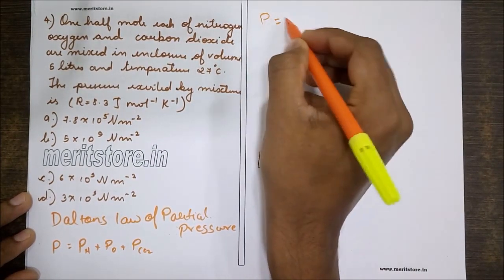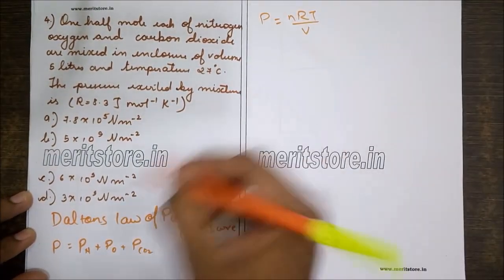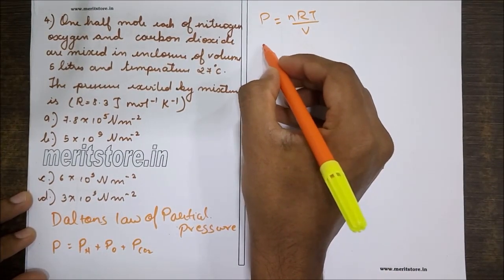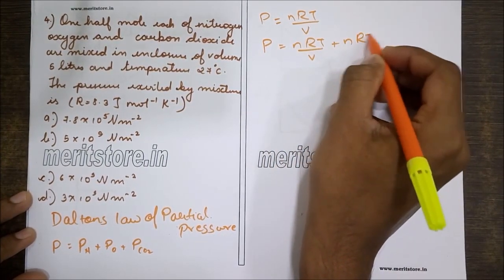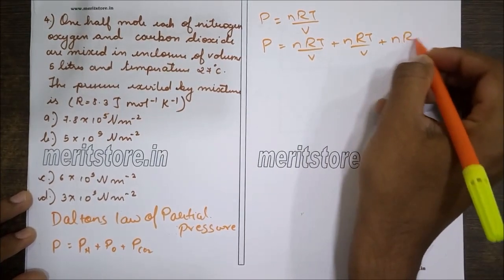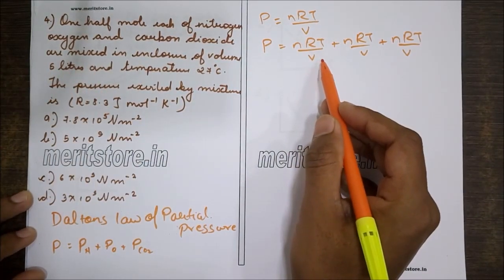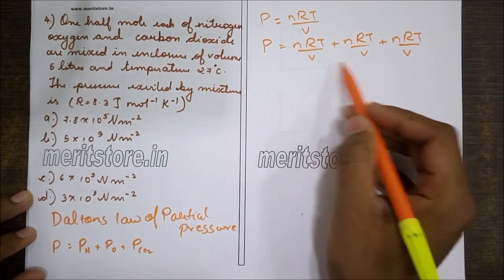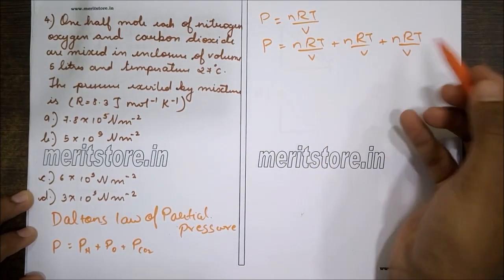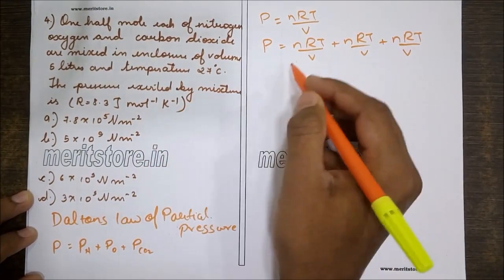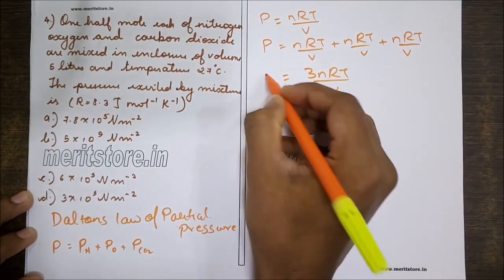using the ideal gas relation, PV equals nRT. So P can be written as nRT upon V. So substituting P for each of the molecules, total pressure P would be nRT upon V for nitrogen plus nRT upon V for oxygen and nRT upon V for carbon dioxide. Now since the volume is constant, that is 5 liters, all the volumes would have the same notation, and the temperature is also constant at 27 degrees Celsius. Therefore we don't need to mention specific temperatures for each of the molecules. So this can be written as 3 times nRT upon V.